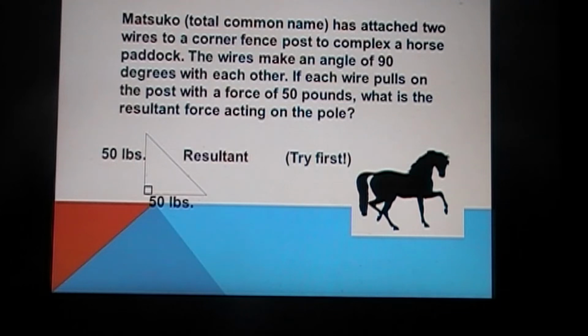All right, guys, try first. Don't think I'll just give you the answer, because I won't. Figure it out. You can do it. That's right. I'm waiting on you. Get that calculator out. Come on, you can guess. I know you can.